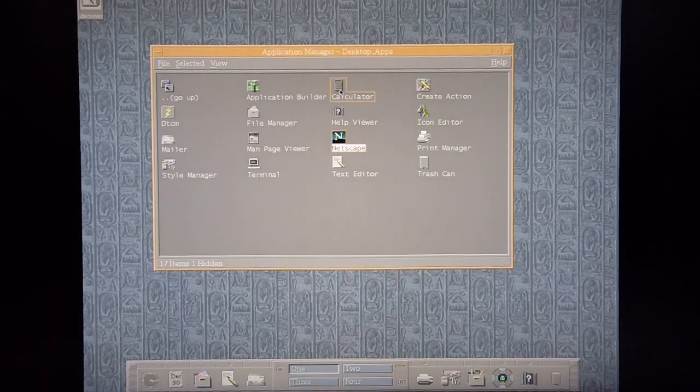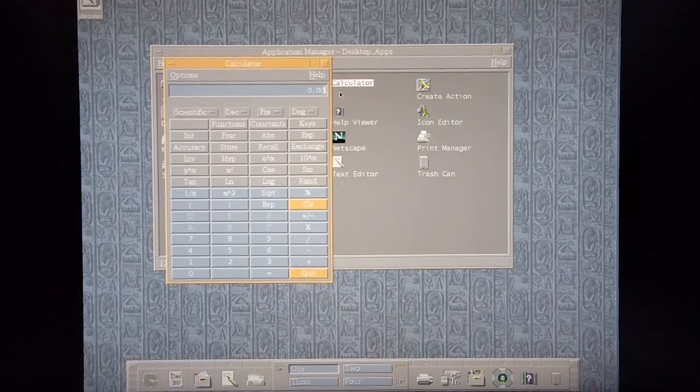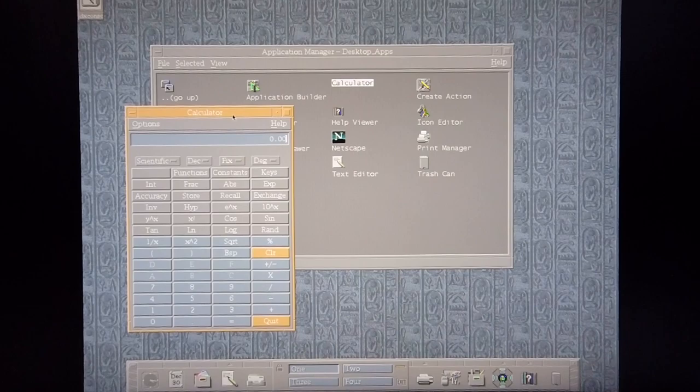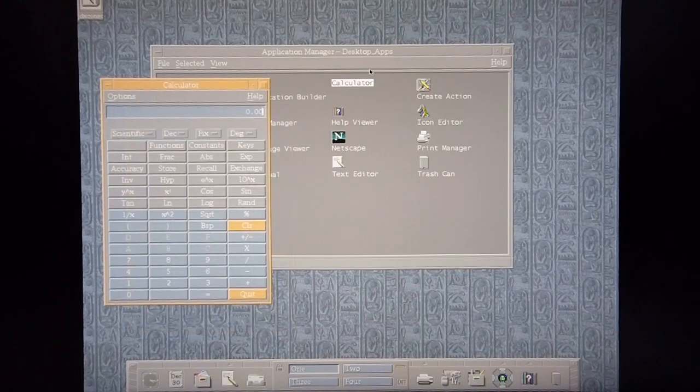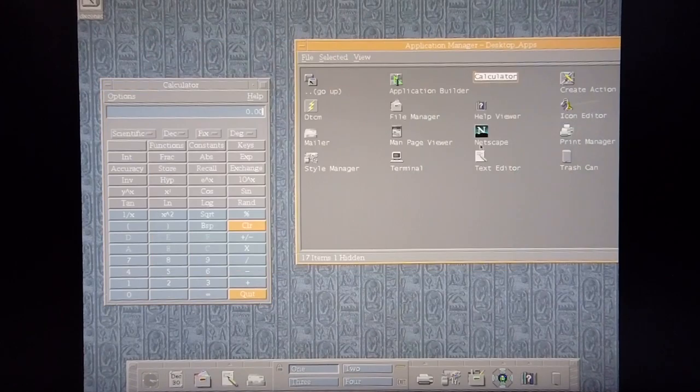Just gonna see how the calculator looks. And there we go. It's quite an advanced calculator. All in all, the operating system as well doesn't look too bad. Certainly not as nice as IRIX is, in my opinion. But yeah, there you have it. That's the AlphaStation 255.